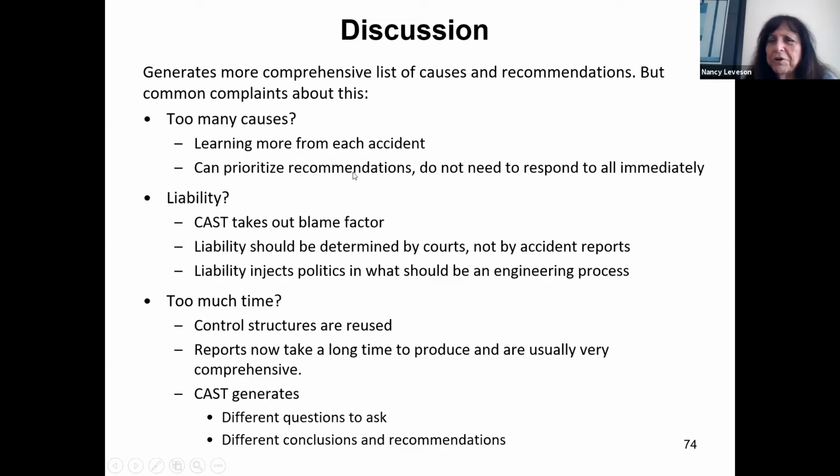Also, you can prioritize the recommendations. If it generates a lot of recommendations, we don't need to respond to them all immediately. You can respond to the ones that are most important first and respond to the others later. But to stop learning because you found too many causes of the accident, and then stop investigating, is just stupid. Liability. What do I do if I can't say who's responsible? Not our problem.